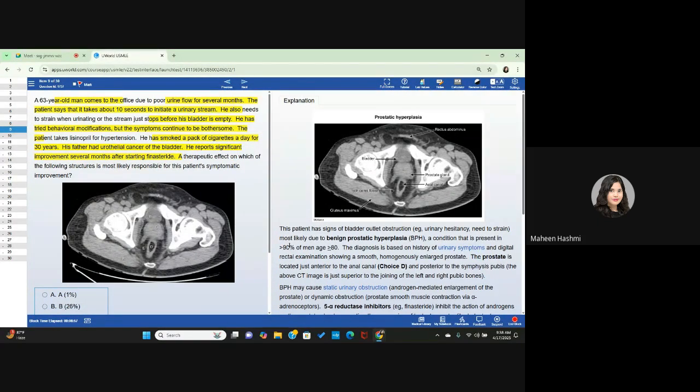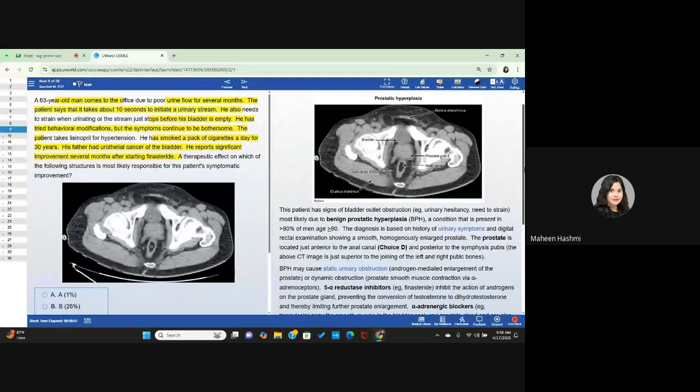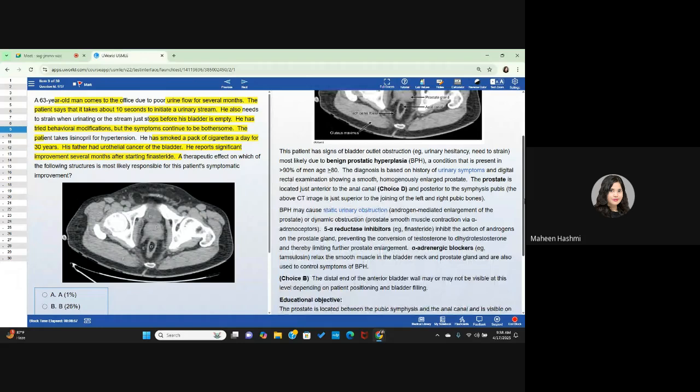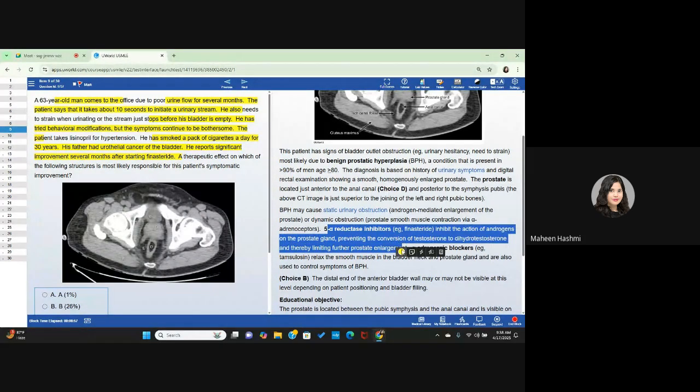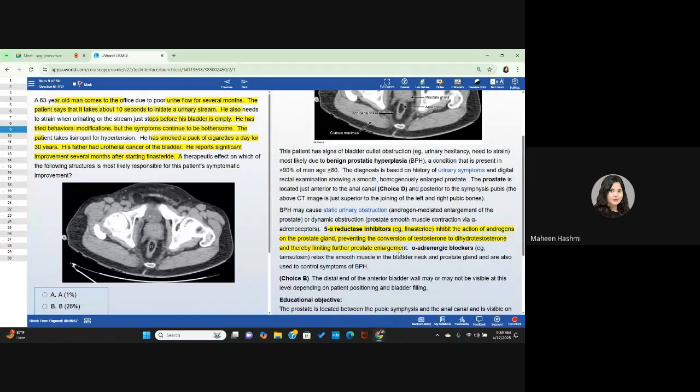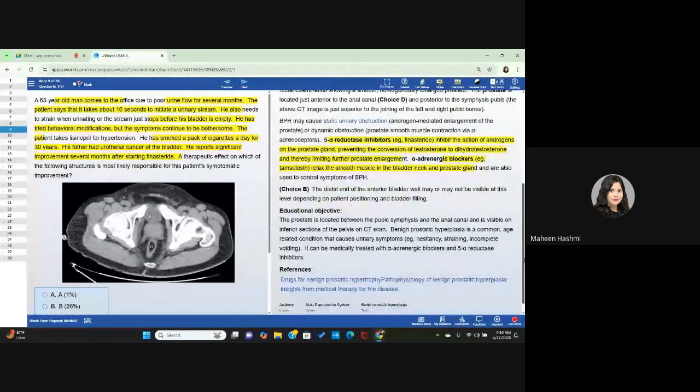Again, it's an indication of BPH, and that is why you check for the post-void residual volume as well to diagnose it. You give medication, 5-alpha reductase inhibitors, finasteride. You can also give alpha-adrenergic blockers, for example, tamsulosin. They also have control over hypertension as well, and they can also relax the smooth muscles in the bladder neck as well. Again, it has both of the purposes.